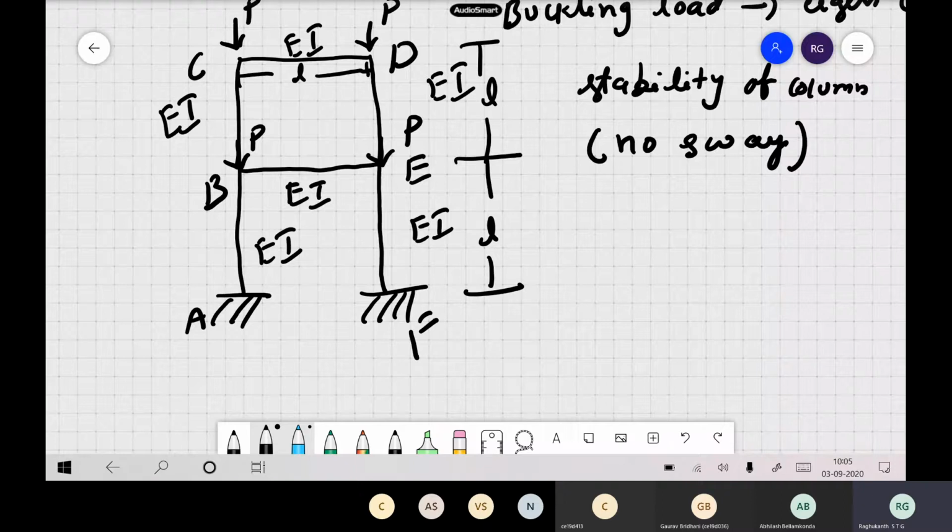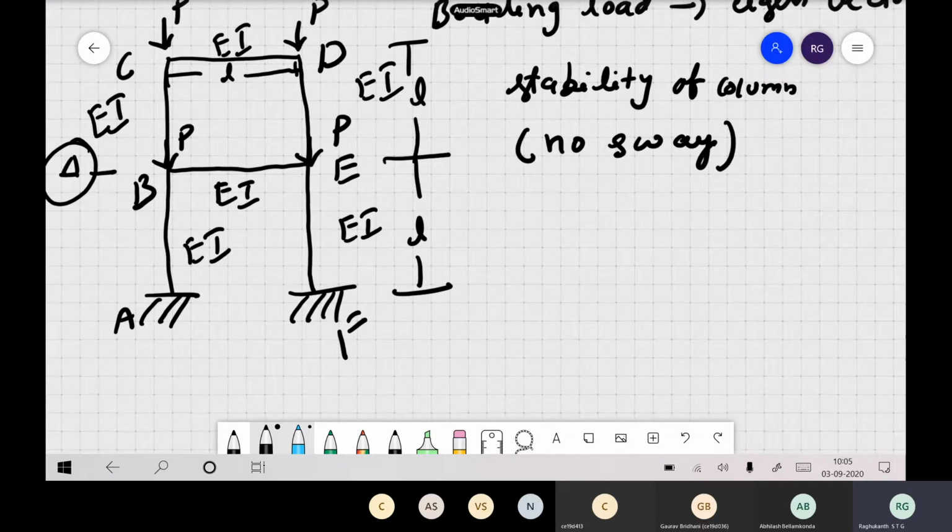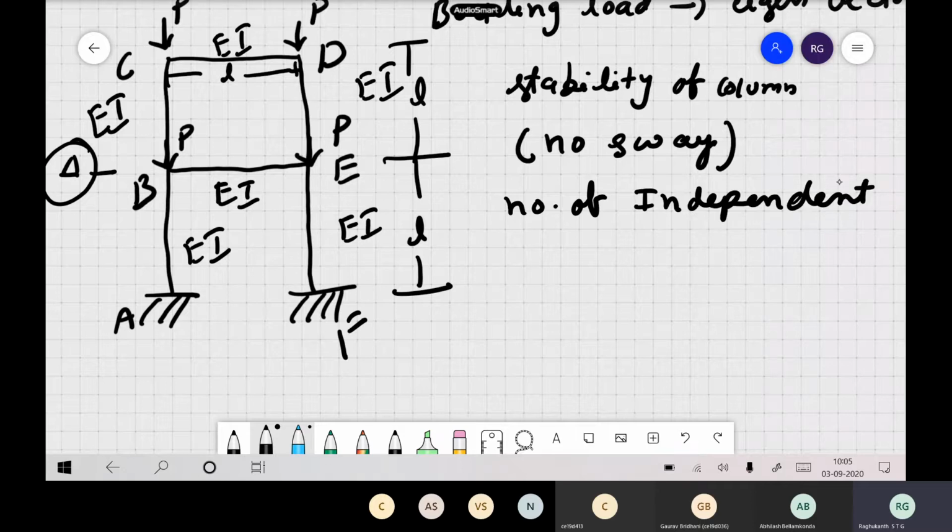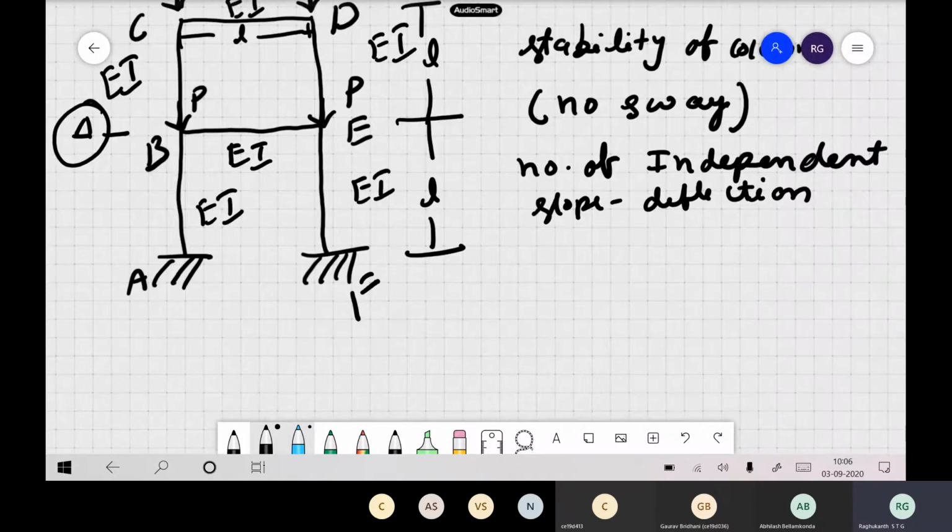Now suppose sway is also allowed, then how many unknowns will there be? Apart from these, the delta terms will also come into the picture, so 4 plus 2, 6 unknowns here. So you identify the independent variables, the geometric quantities, and write your slope deflection equations. These equations relate your internal bending moments to these geometric quantities, and then you write the joint equilibrium equations also.